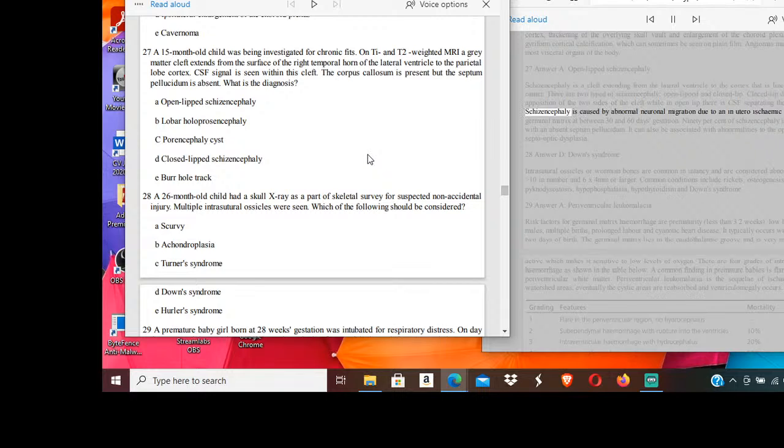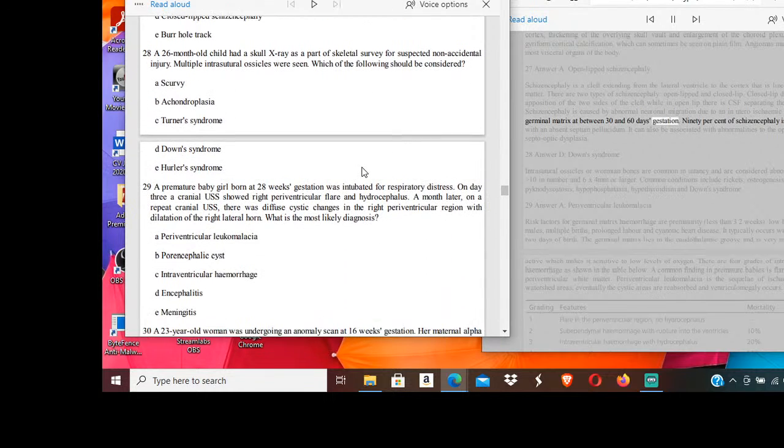Schizencephaly is caused by abnormal neuronal migration due to an in utero ischemic insult in the germinal matrix at between 30 and 60 days gestation.